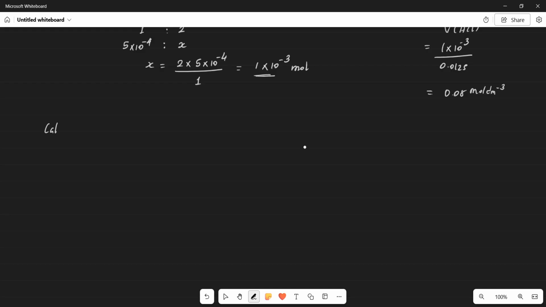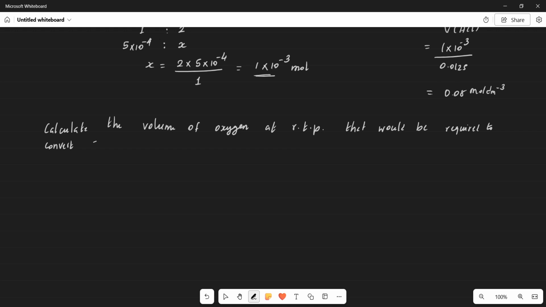Calculate the volume of oxygen at room temperature and pressure that would be required to convert 5.2 decimeter cube of carbon monoxide to carbon dioxide. Carbon monoxide to carbon dioxide.